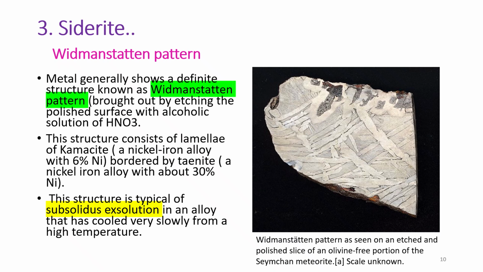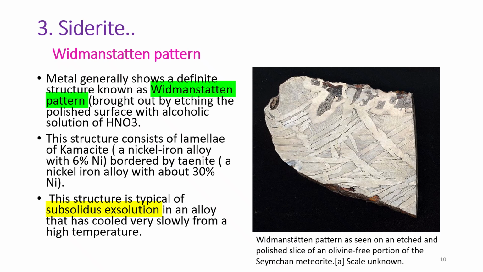And these siderites have a peculiar pattern. This is known as a Widmanstatten pattern. Metals generally show a definite structure, known as a Widmanstatten structure or Widmanstatten pattern. This can be brought out by etching the polished surface with an alcoholic solution of nitric acid.